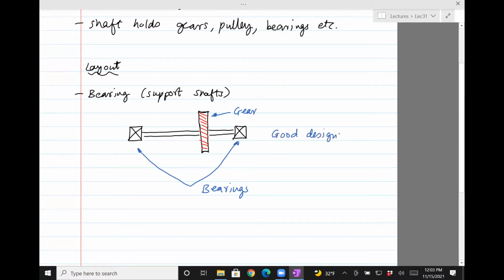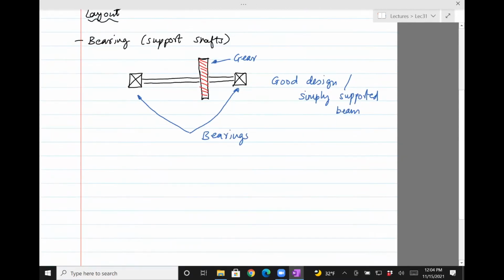because the bearings are on the edges, and when they're on the edges, they act like a simply supported beam. And then you can essentially analyze this like a beam, right? You have reaction forces, and you find the reaction forces, and then find the shear force and bending moment diagram, and go on from there. What might be considered a bad design?